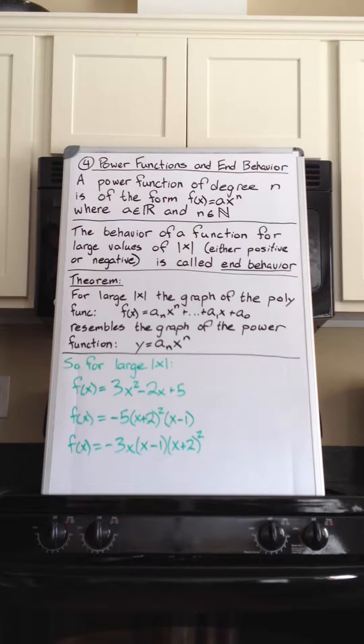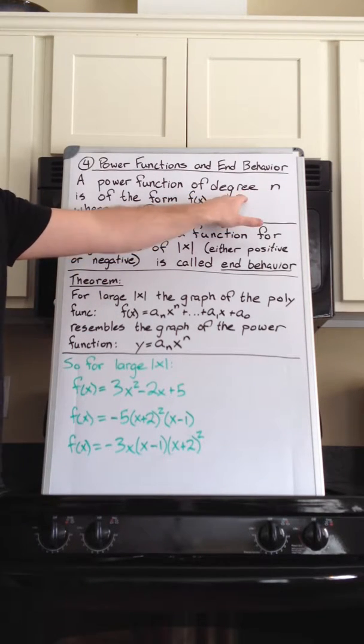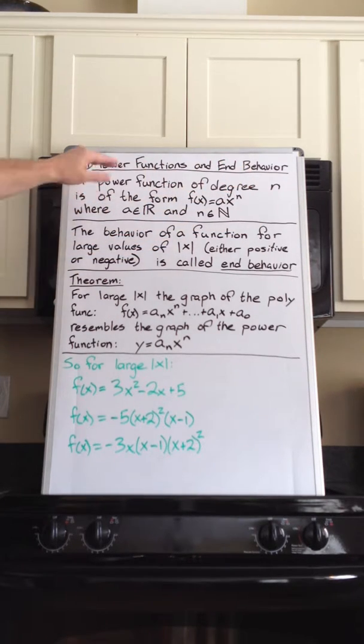What a power function is, it's something like this. It's just a monomial with a coefficient and a power of x, or an exponent. So a power function of degree n is of the form f of x equals ax to the n, where a, our coefficient, is any real number, and n, our exponent, is any natural number.